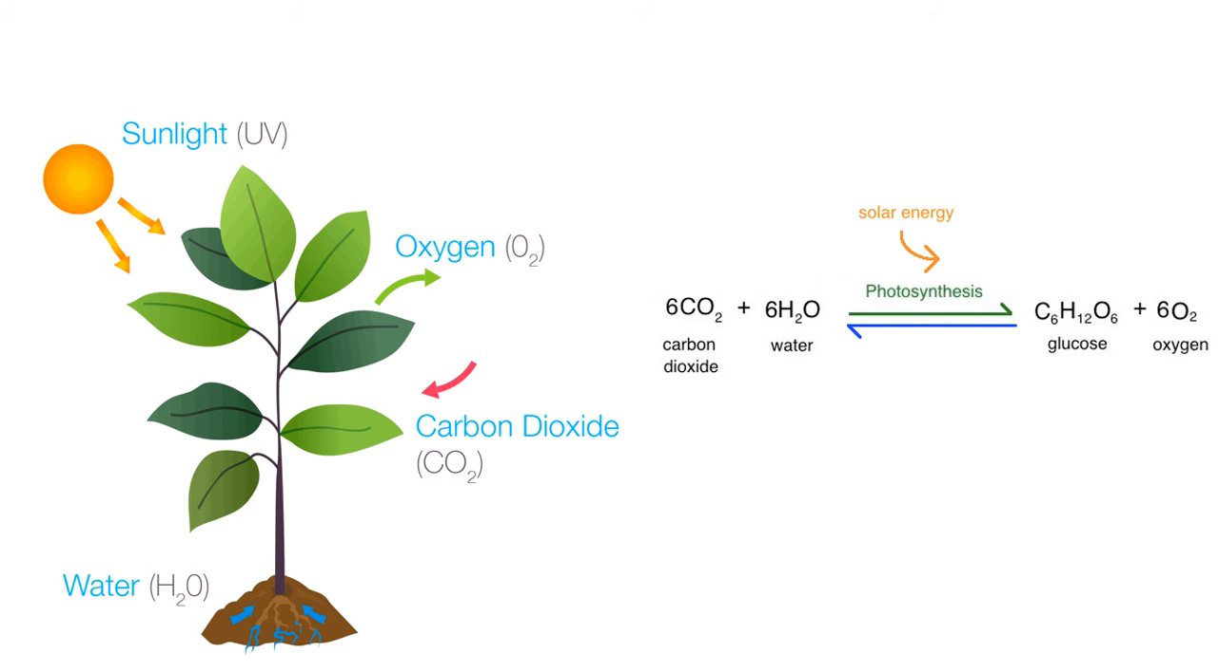As a result of 6 water molecules reacting with 6 carbon dioxide molecules, glucose is produced plus 6 molecules of oxygen. Now, when glucose is produced, this is stored energy. Now remember, plants as living organisms also need energy, but glucose is just stored energy.